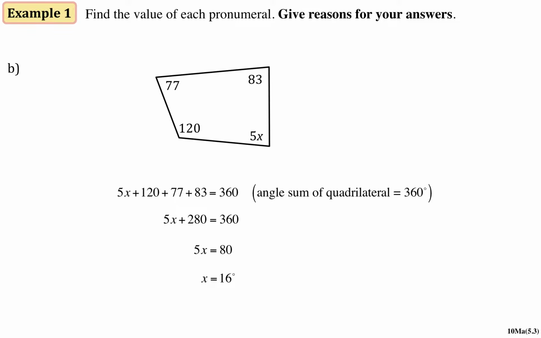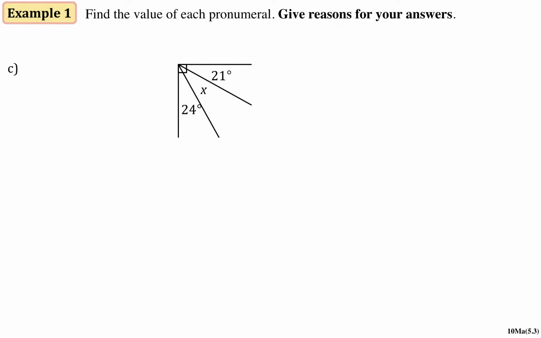So there's our first example covered for part B. Let's go to part C. Now I can see a right angle symbol here, so I've got three angles that add up to 90 degrees, so I add them together and I put equals 90. Here's my reason. Right angles equal 90 degrees. Now 24 and 21 add up to 45, so I get x plus 45 equals 90. Subtract 45 to both sides and x is going to equal 45 degrees.